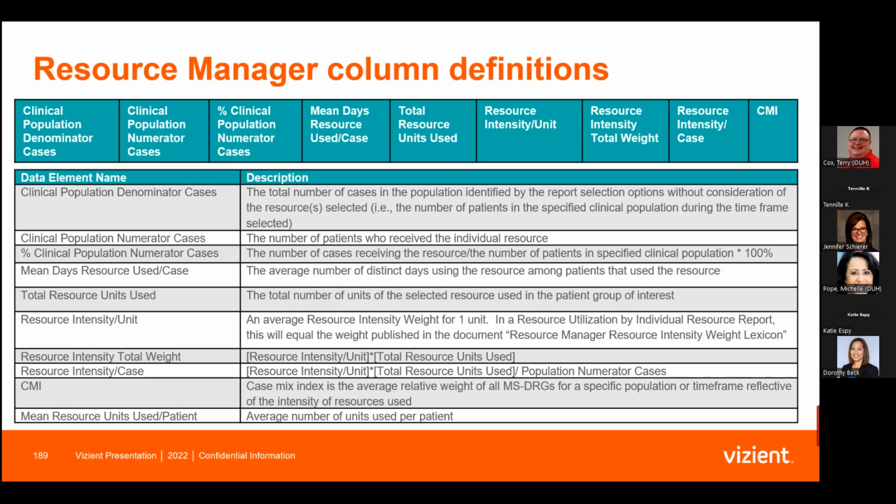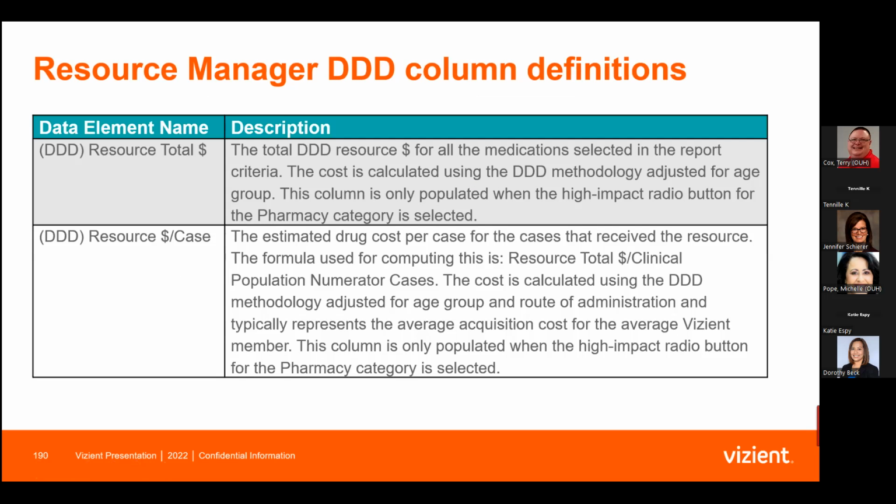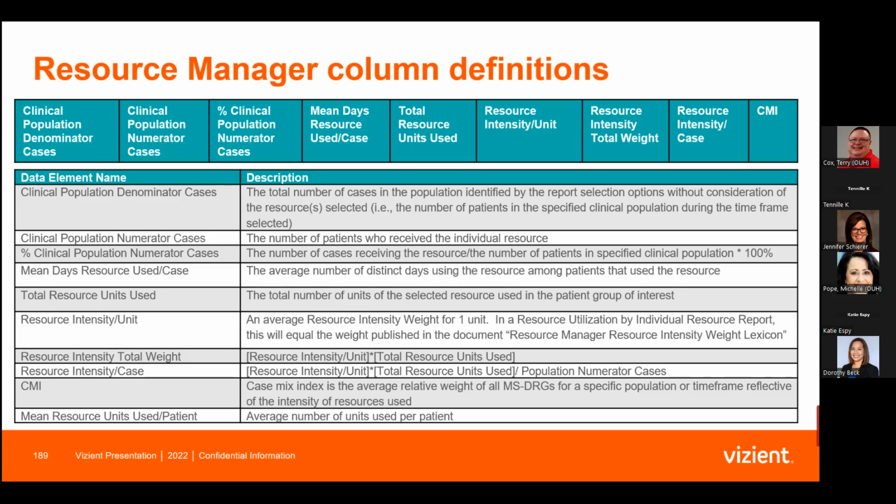And then the mean days resource used per case, kind of like your duration of therapy, then total resource units per used. That's a total of everything in that patient population of all the resources with that resource intensity. And then resource intensity per unit we also give you, and then resource intensity total weight and resource intensity per case. Again, resource intensity per case is something that you can use to benchmark.